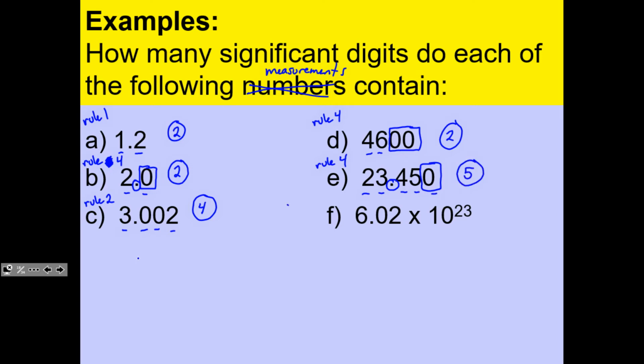And the last one, I see rule number 5 along with rule number 2. I see a zero sandwich, and we're not going to use these for scientific notation. So there are 3 here.